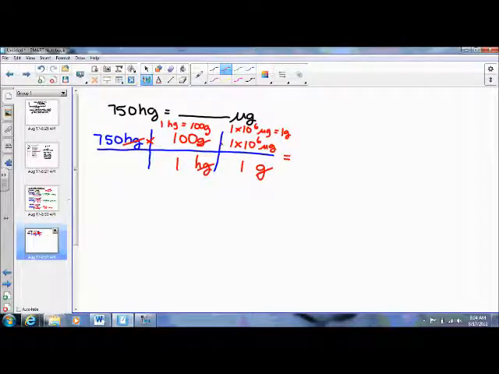Now let's set up the math. I have to multiply several numbers together. So this is 750 times 100 times 1. I'm going to put parentheses around this, otherwise I'll get confused. 10 to the 6, that's one whole number, micrograms, all over 1 times 1. Now, in order to put this in your calculator, this right here is a number in scientific notation.